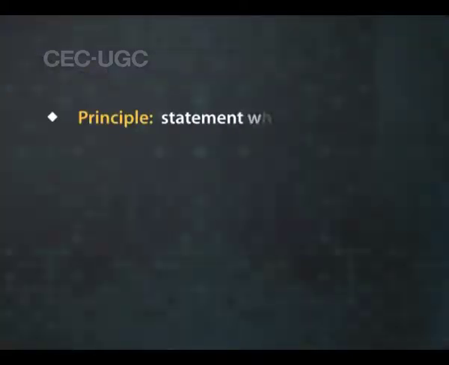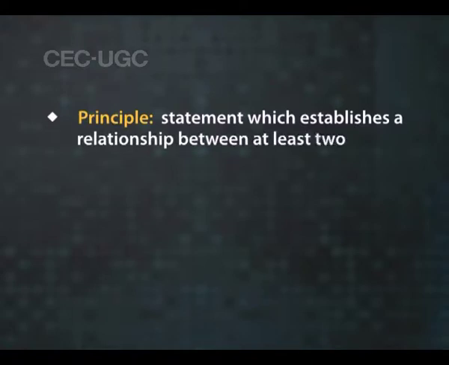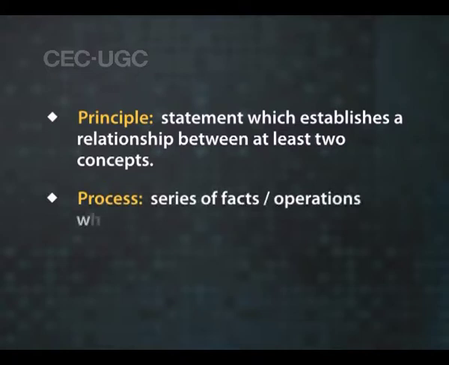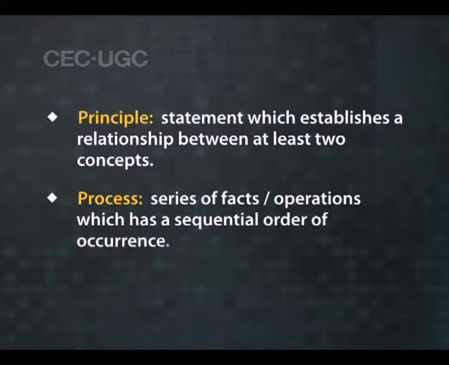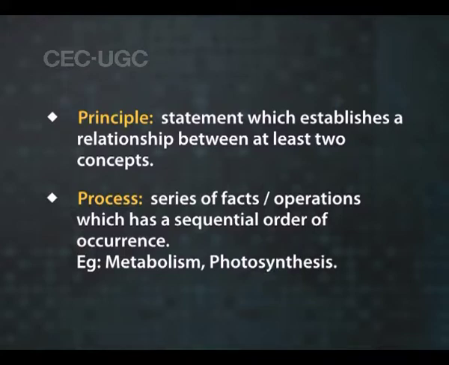Principles. A principle is a statement which establishes a relationship between at least two concepts. Process. A process involves a series of facts or operations which has a sequential order of occurrence. For example, metabolism, photosynthesis, etc.